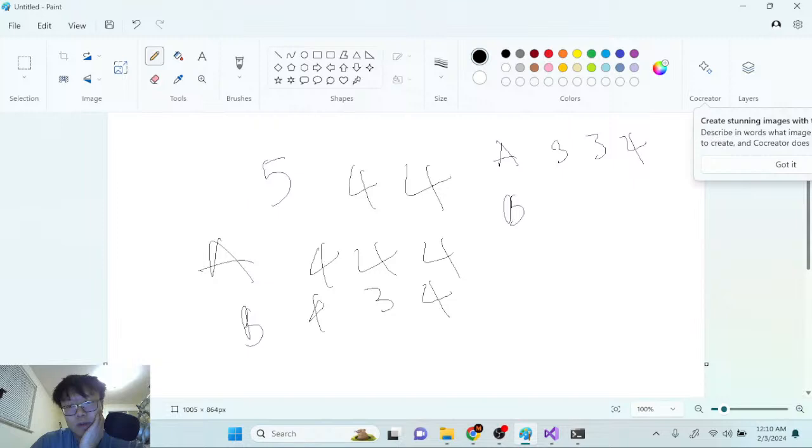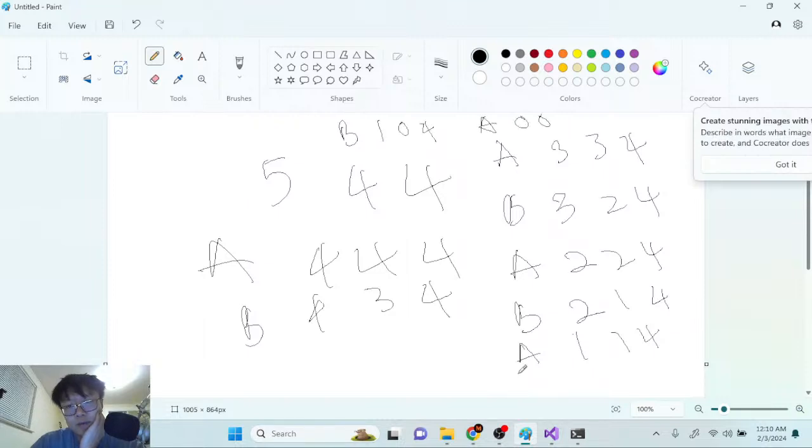Minus 1, 2. Swap it with 3. 3, 2, 4. Alice's turn. Minus 1. Swap it with 2. 2, 2, 4. Bob's turn. Minus 1, 1. Swap it with 2, 2, 1, 4. Alice's turn. Minus 1. Swap with 1, 1, 1, 4. Bob's turn. Minus 1 becomes 0. Swap it with 1, goes 1, 0, 4. Alice's turn. Minus 1. Swap it with 0, 0, 0, 4. Bob's turn. Hits 0, so Alice wins.